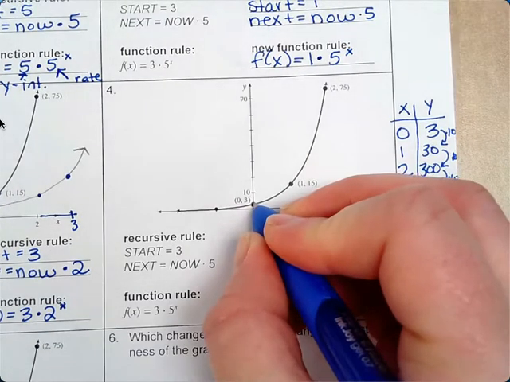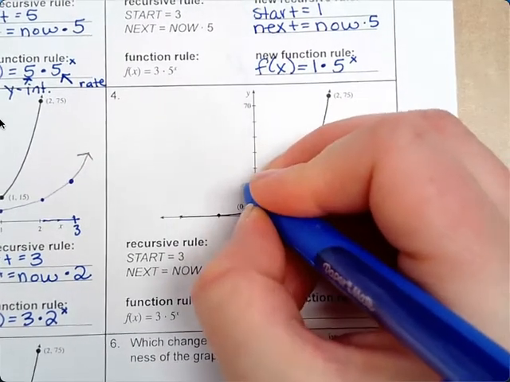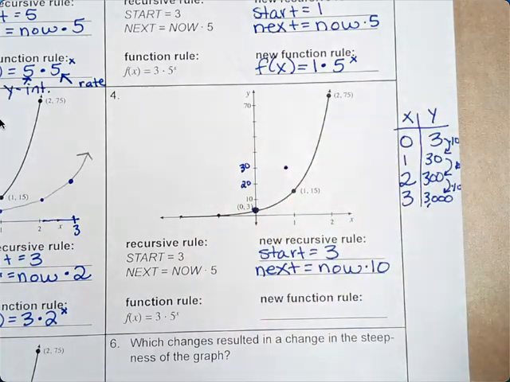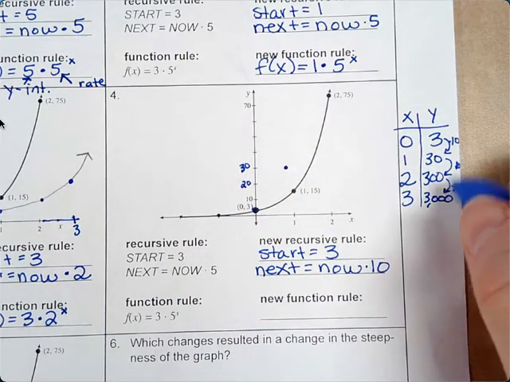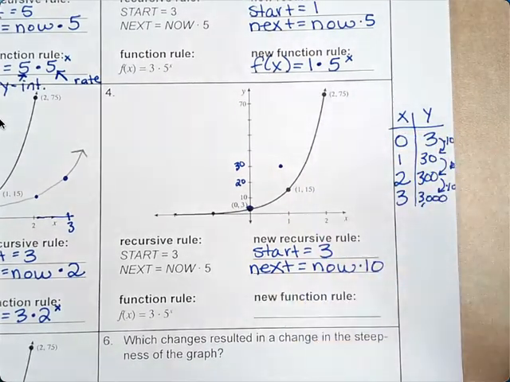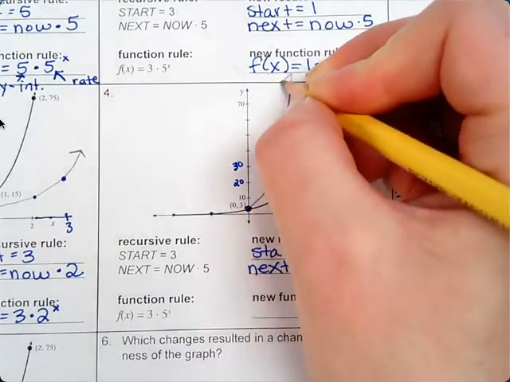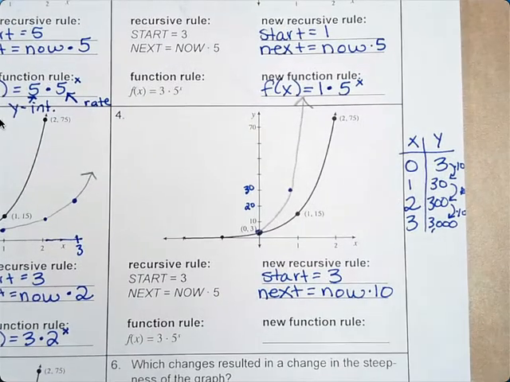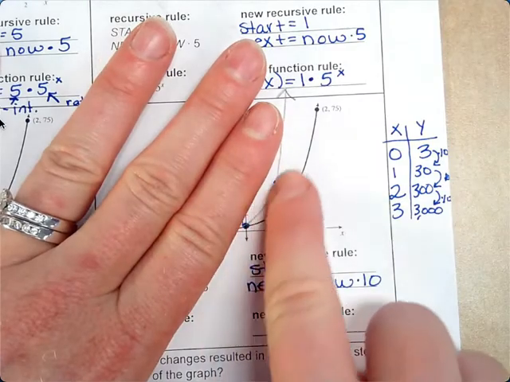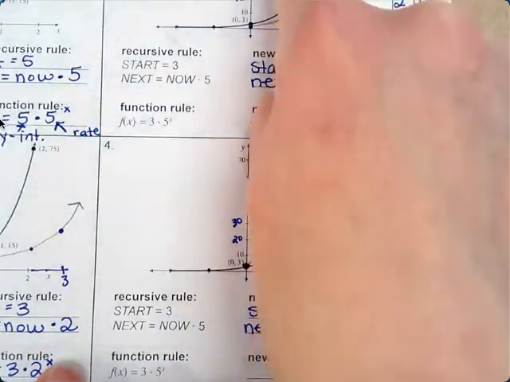So 0, 3, same value. 1, 30. So this would be 20. This one's 30. So 30. And then we have 300. If this is 75, 300, we can't even get it on here, can we? But we know it's going to go really, really fast, like that. So make sure you make it look fast. If I try to make it look straight, it's going to go right here. And we know at 2, it's going to be at 300. So it's way up here.